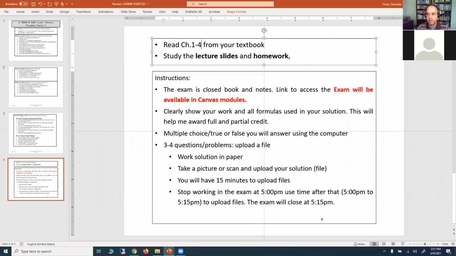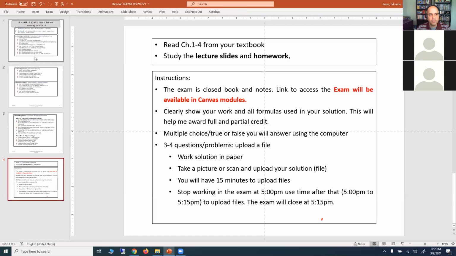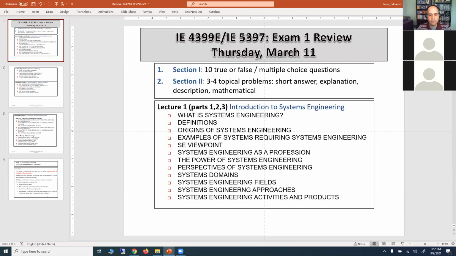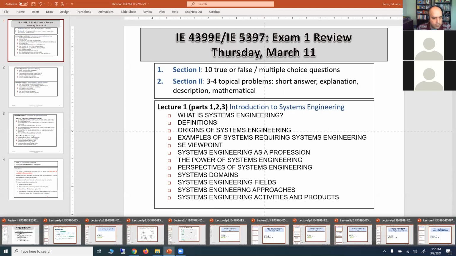Go ahead. Yeah, I had a question. For the first part, I noticed that you had define systems engineering and define systems engineering thinking. I went through the lecture notes, and there are a lot of definitions for that. Is there a particular thing that you want us to focus on in those definitions?